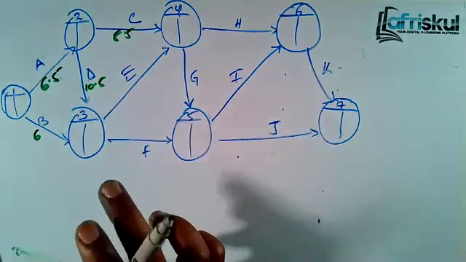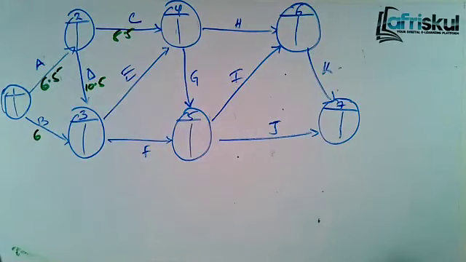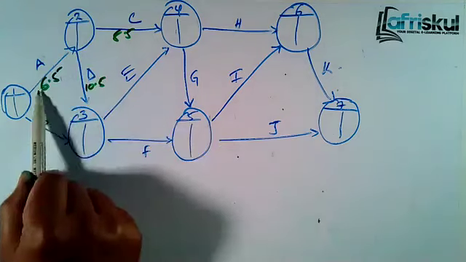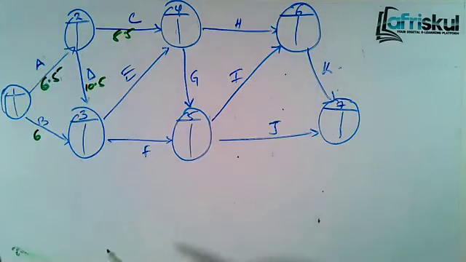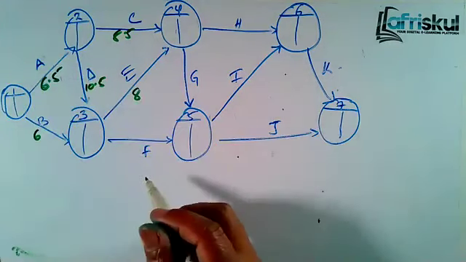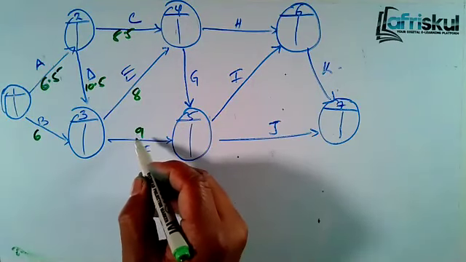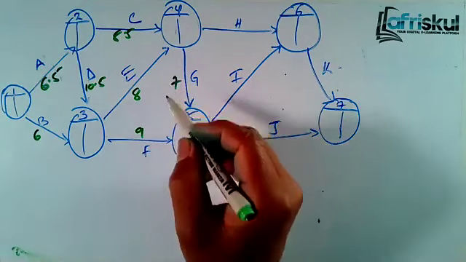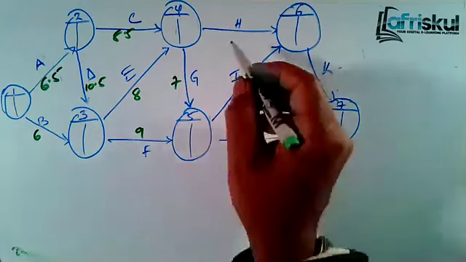And then remember, for networks, they are not drawn to scale. You don't draw them to scale. That means that if this is 10, you draw it bigger than 6. No. Then for E, it was 8. For F was 9. For G was 7. Then H was 6.